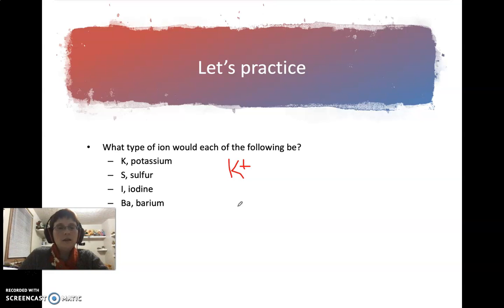And with that, oh wait, sorry, I forgot. I have one more, barium. And with that, that is the end of Chapter 8. In chapter 9, we are going to start talking about how to put these atoms together.